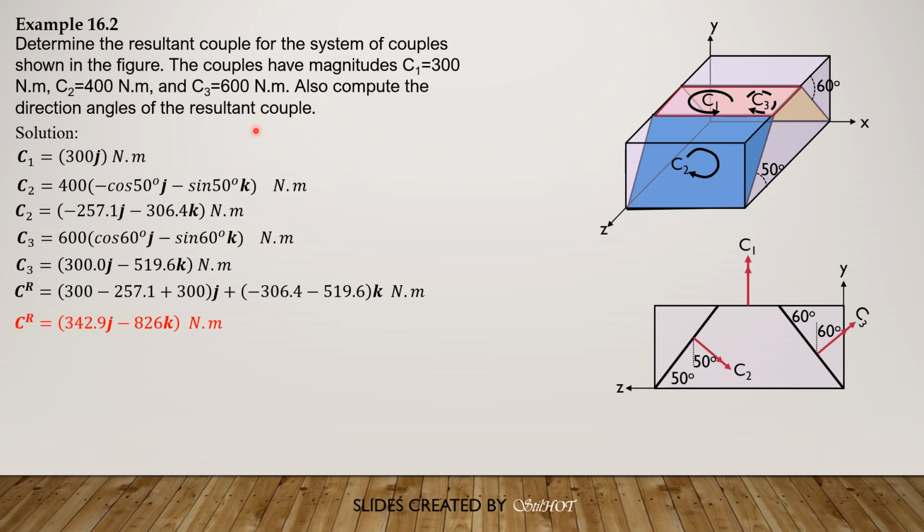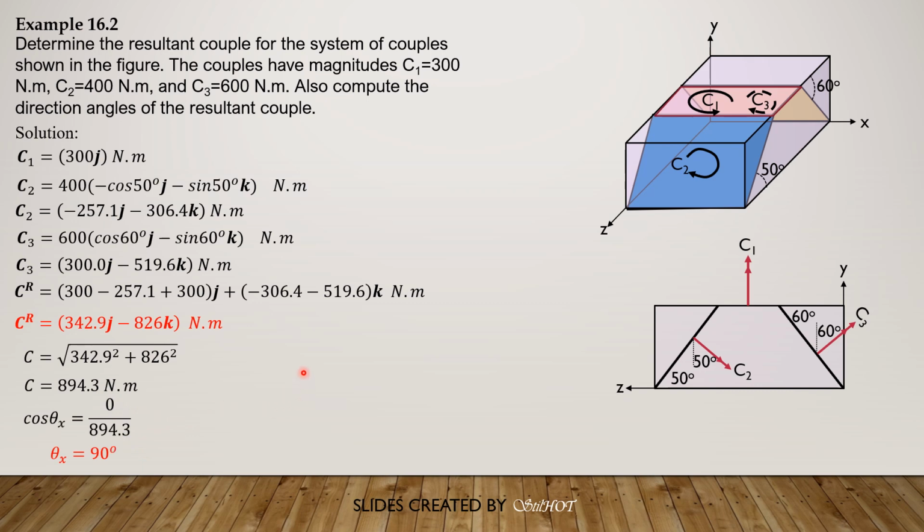Since we are also required to determine the direction angles, we use the direction cosines formula. Cosine theta x is Cx over the magnitude of C sub r. So let's solve for the magnitude of C sub r. It is the square root of 342.9 squared plus 826 squared. So the magnitude is 894.3. So cosine of theta x equals 0 over 894.3, so theta x is 90 degrees. Inverse cosine of 0 is 90 degrees.